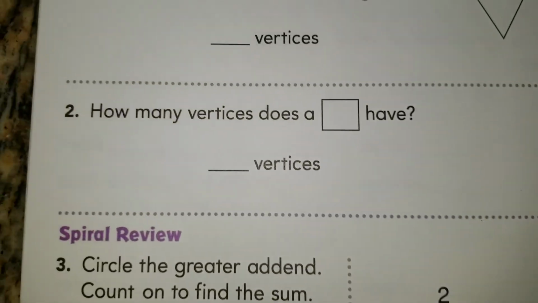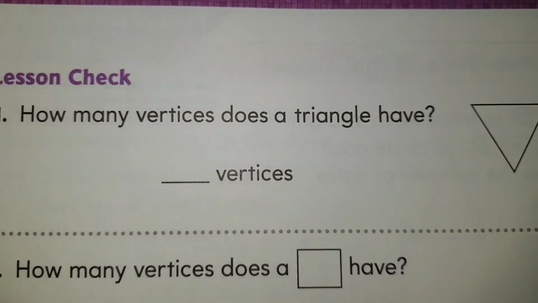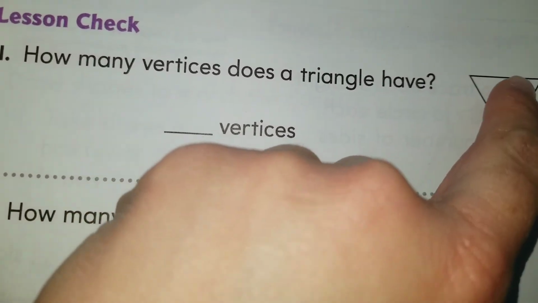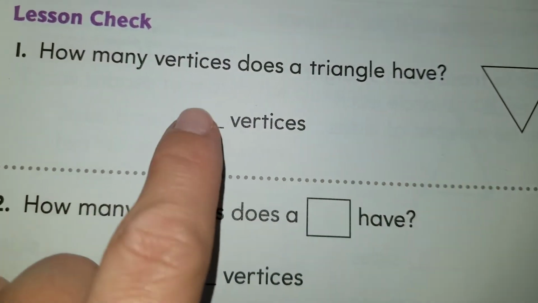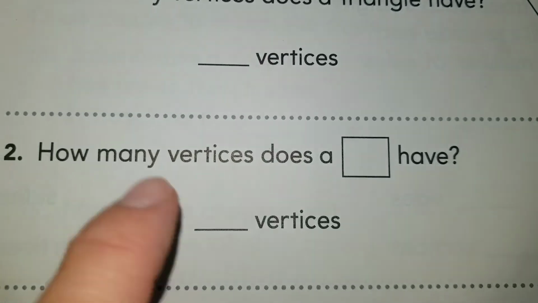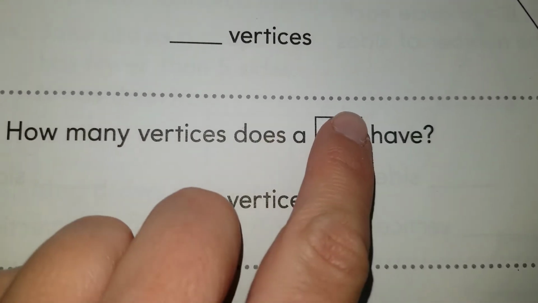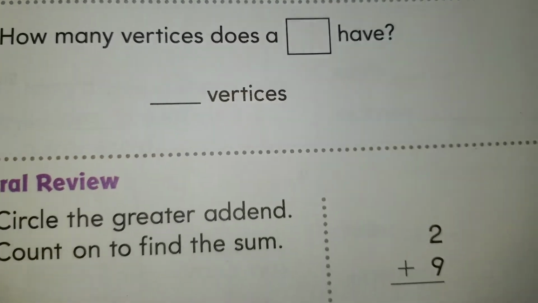All right, and now we're moving to our last page of the homework. How many vertices does the triangle have? How many vertices? We learned that in our lesson. Write the number of vertices. How many vertices does a square have? Count the corners, the vertices, and you're going to write the number right here.